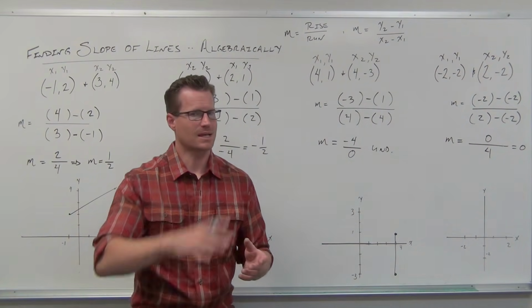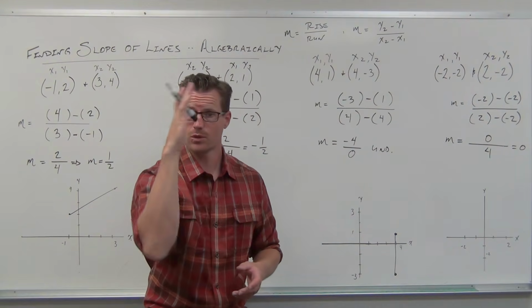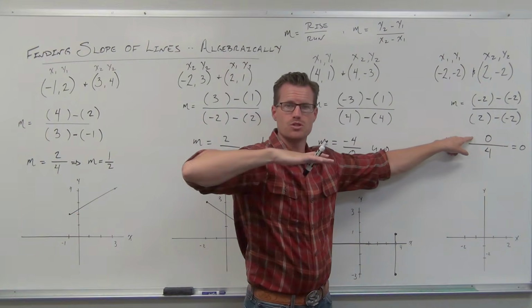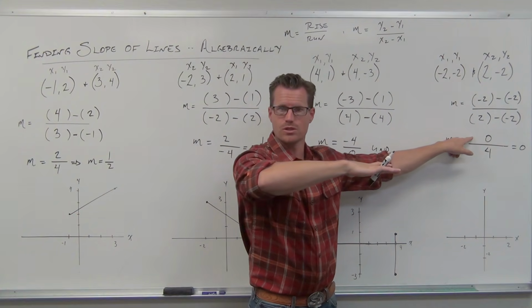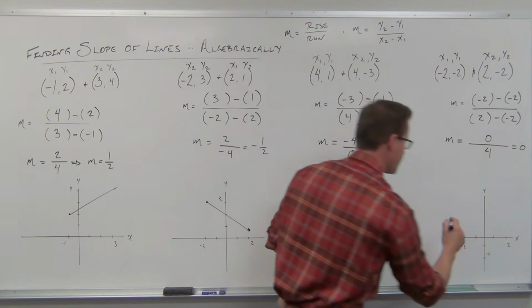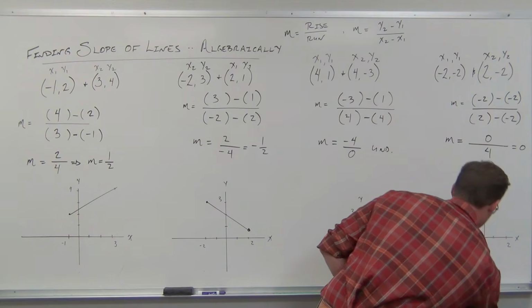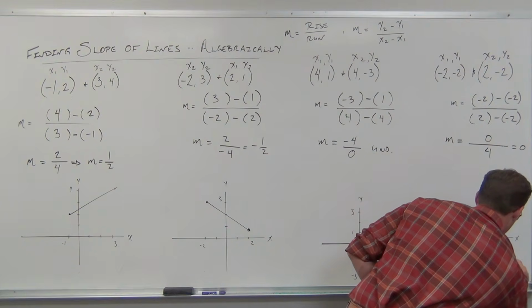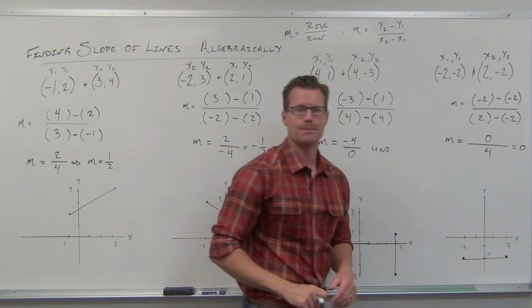What line is that? Is it climbing? Is it falling? Is it vertical? Is it horizontal? That says that you have no rise, but you are running to the right. That's a horizontal line. And when we plot that, that's exactly what we get.